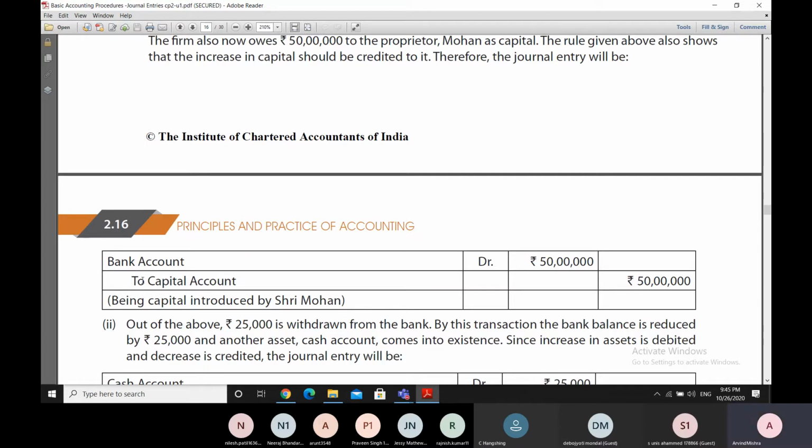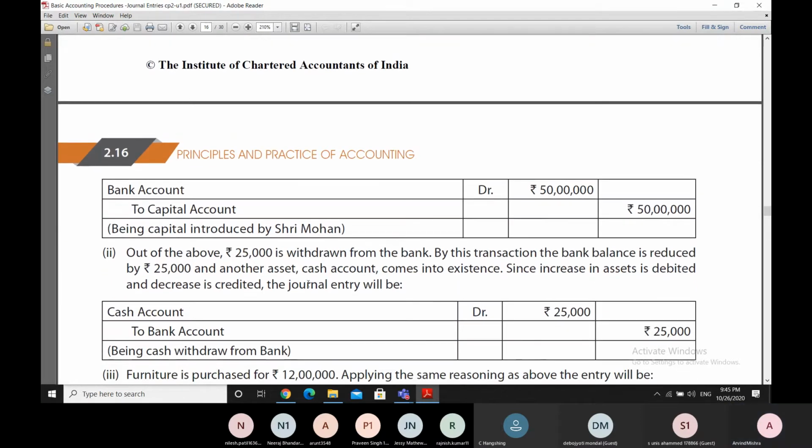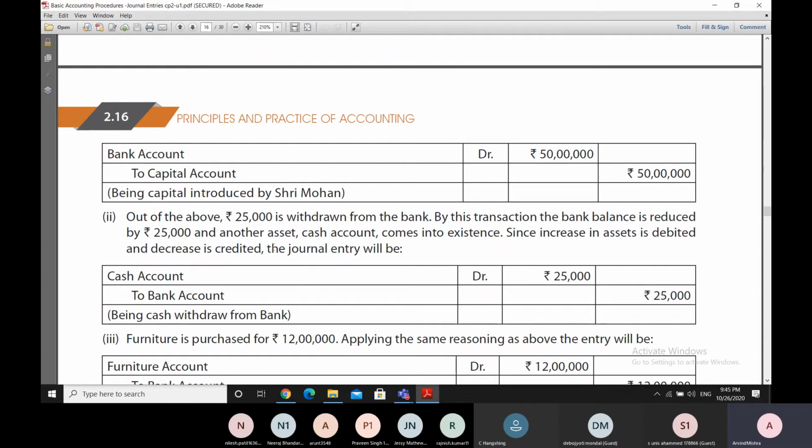So number 2, let's take one more transaction here. Now out of the above, 25,000 is withdrawn from the bank. Now after having introduced 50 lakh rupees, he withdraws from the bank 25,000 rupees. By this transaction, the bank balance will be reduced by 25,000 and another asset called cash account will come into existence.